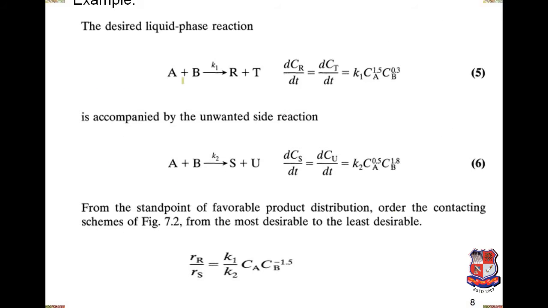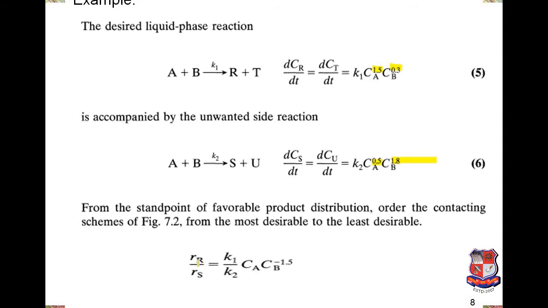So for example, this is an example where A and B are fed: A plus B gives R plus T, and the rate of formation of R and the rate of formation of T can be given by this, where you can see that the order of reaction with reference to CA is 1.5, and the order of reaction with reference to concentration B, that is component B, is 0.3. Fine. And the second reaction is which is taking place with the formation of S plus U, where the orders for CA and CB are given by 0.5 and 1.8.